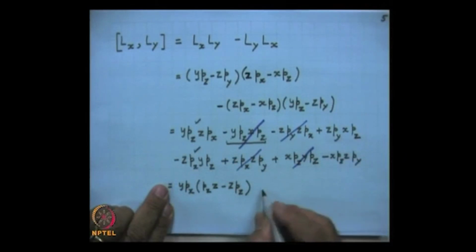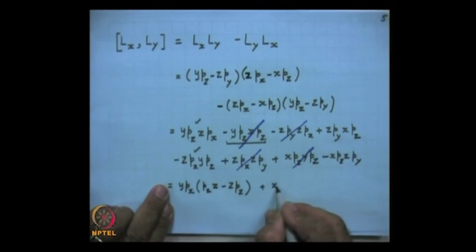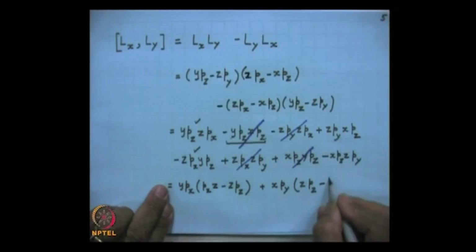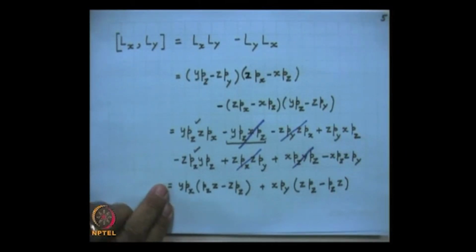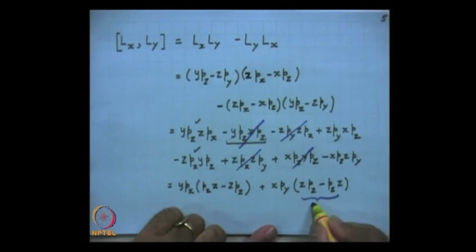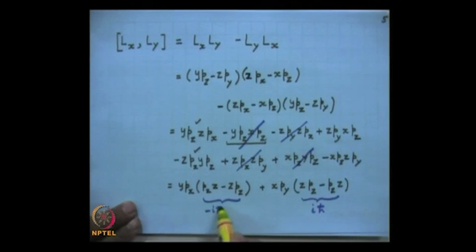Similarly, here if I take out x p y, x p y, so then this will be z p z minus p z z. So, as we all know, this is equal to i h cross, and this is the opposite minus sign of that. So, this is minus i h cross.